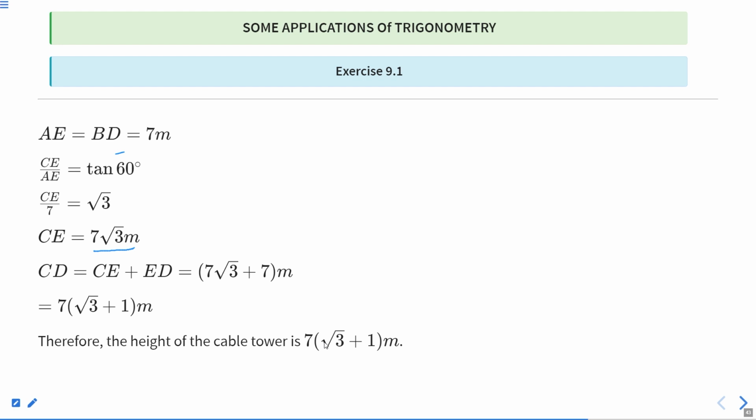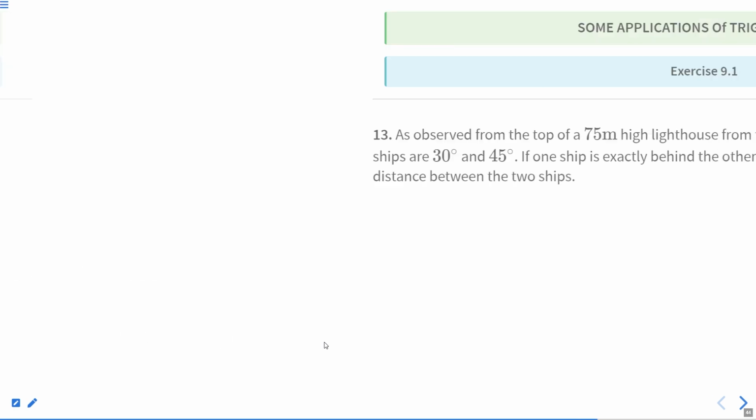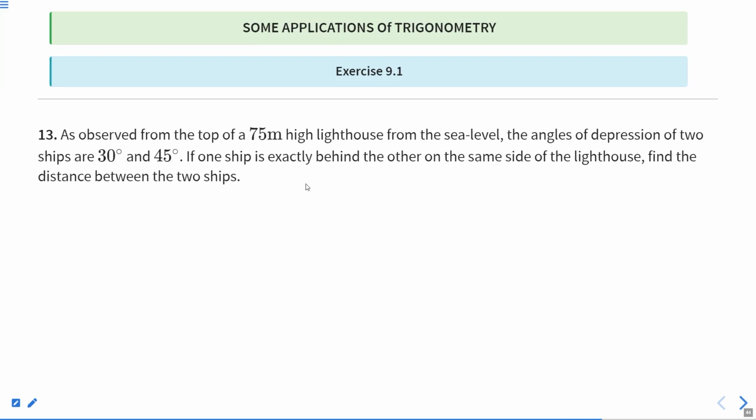Now let us move to another exercise. In the next exercise, as observed from the top of a 75-meter high lighthouse from the sea level, the angles of depression of two ships are 30 degrees and 45 degrees. If one ship is exactly behind the other on the same side of the lighthouse, we have to find the distance between the two ships.